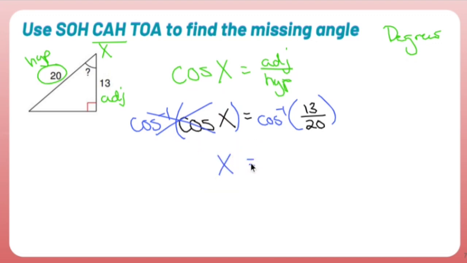I run to a calculator, and I type out the inverse cosine to the -1 of 13 over 20, which I'm using Desmos. My Desmos says 49.4583, blah, blah, blah.